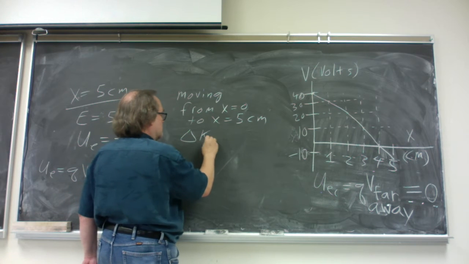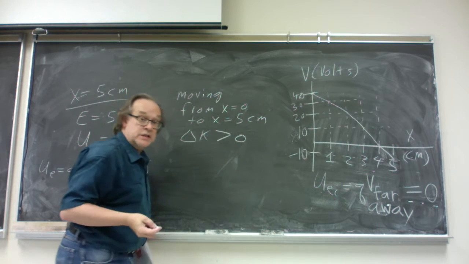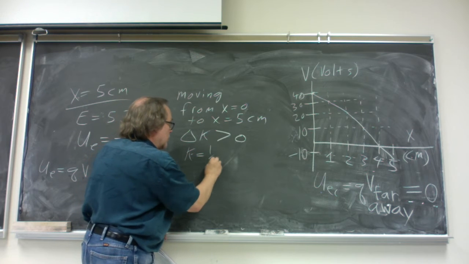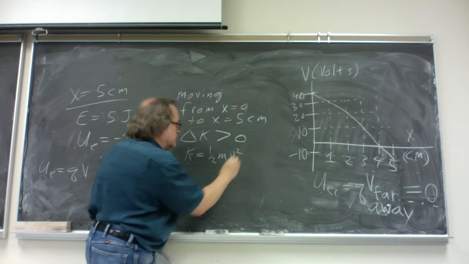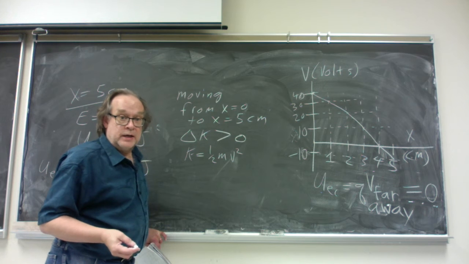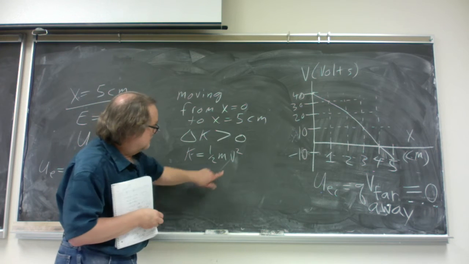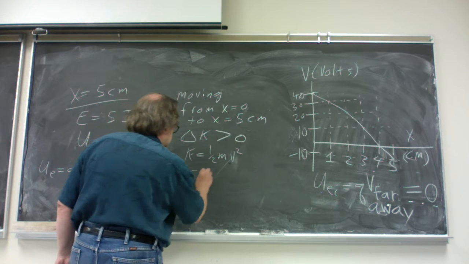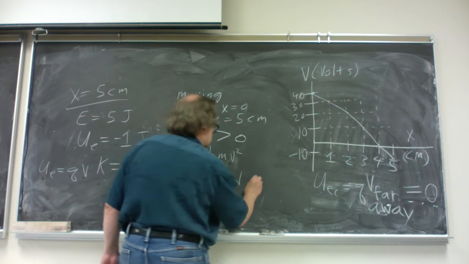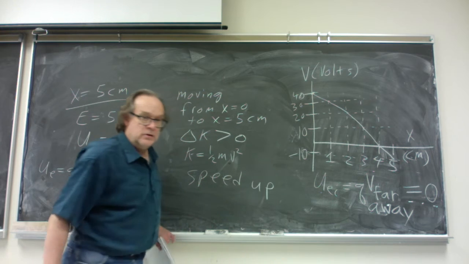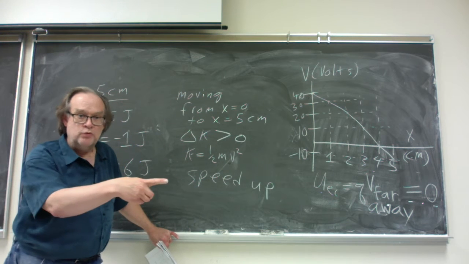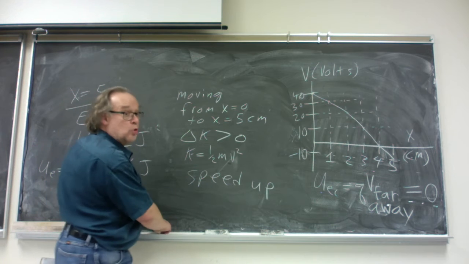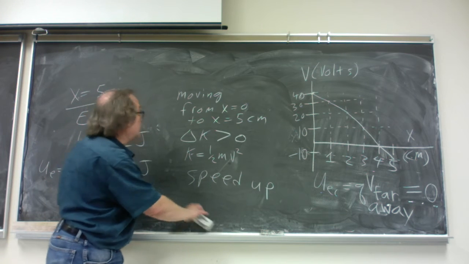Kinetic energy increased, so it was a positive change in kinetic energy, and since kinetic energy is 1/2 mass times speed squared, in order for kinetic energy to increase, speed had to increase. Right, the particle, as it moved in the positive direction, was speeding up. I'll go back to Physics 2201.